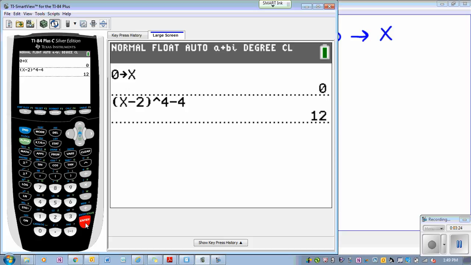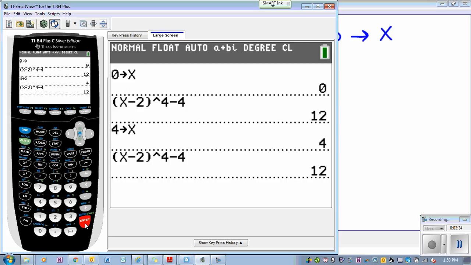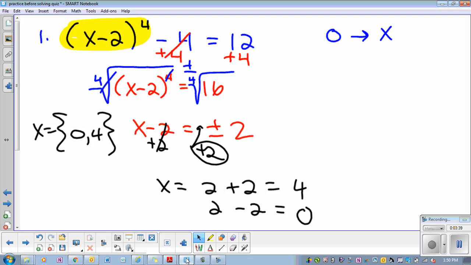That works. You can do the same thing with 4. So 4 store for x. And then put that guy in again. And you get 12. Right? So both of these work. Just make sure on the quiz I said make sure you check. So just put a little check and write yes for both of them and we're good. Okay? Questions? Okay?